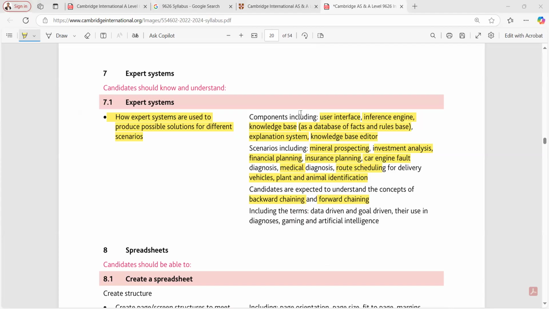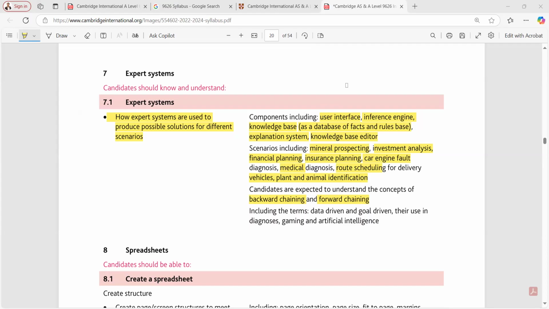they have components related to. We need to discuss the components that are related to the user interface, inference engine, knowledge base, a database of facts and rule base, explanation system, knowledge base editor, and we need to discuss the scenarios that include mineral prospecting, investment analysis, financial planning, insurance planning, car engine fault, machine diagnosis.